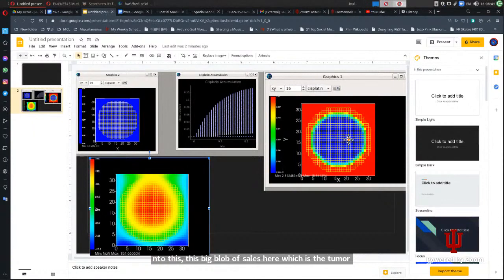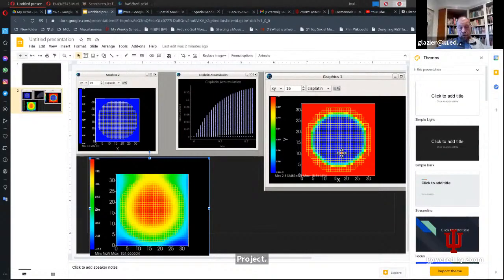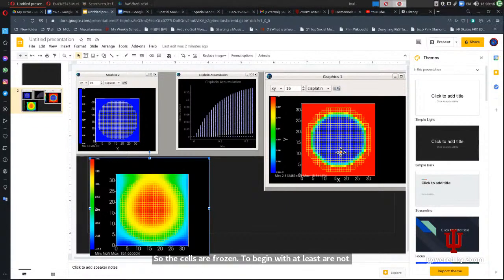the tumor itself, and then I'm measuring with this plot here how much each of these cells uptakes, because this is a plot that I need to mimic from the paper so that I can compare the two different drug deliveries. But this is just mainly a diffusion project. So the cells are frozen to begin with, at least they're not moving. In this case, they're frozen.